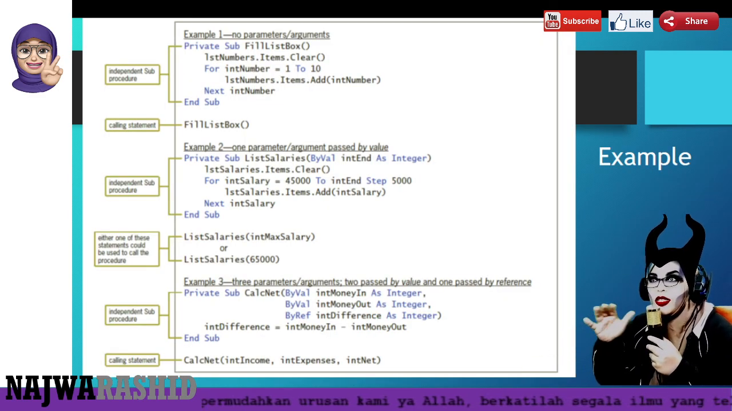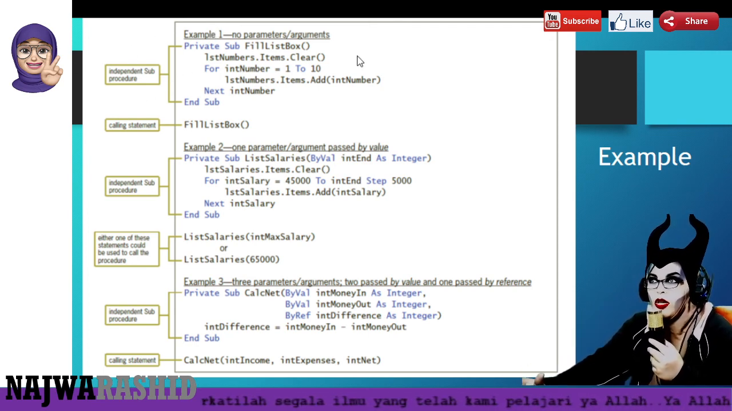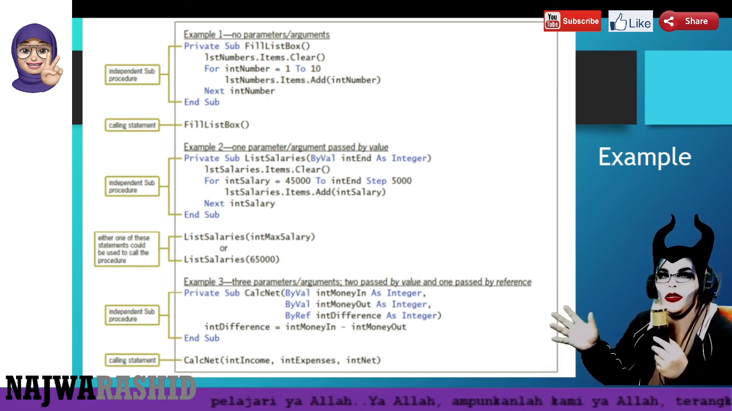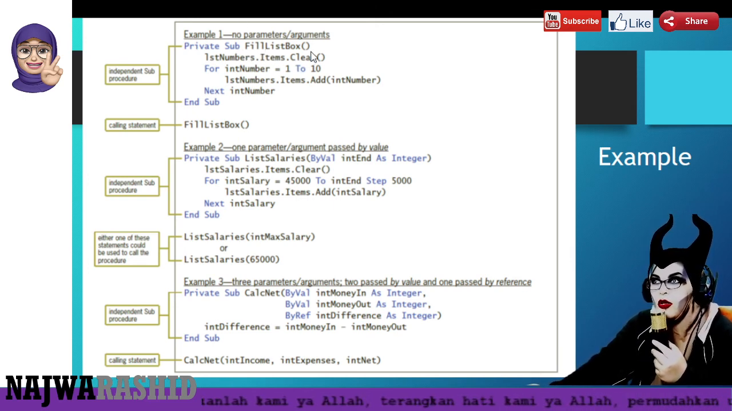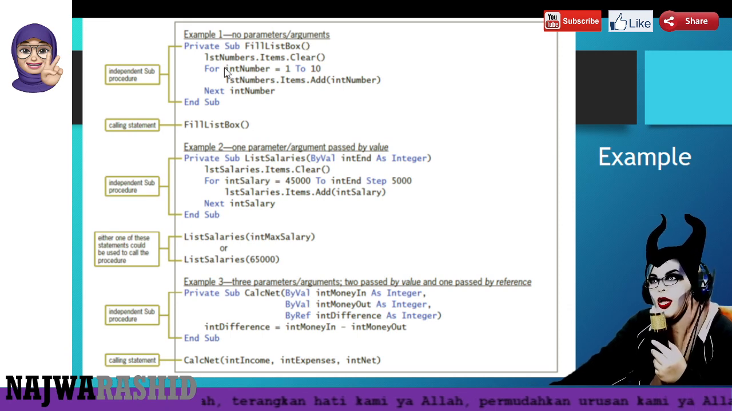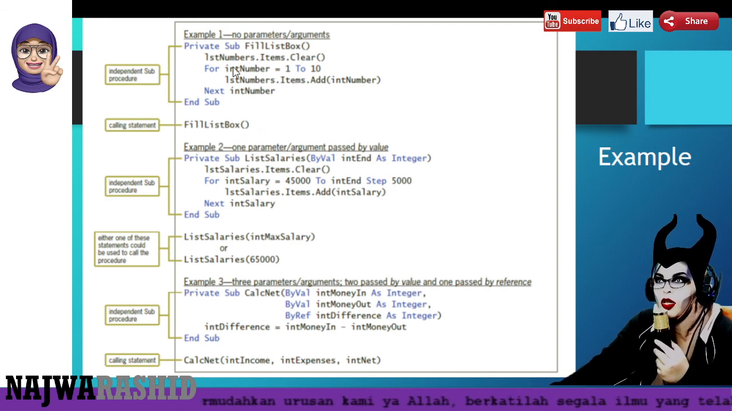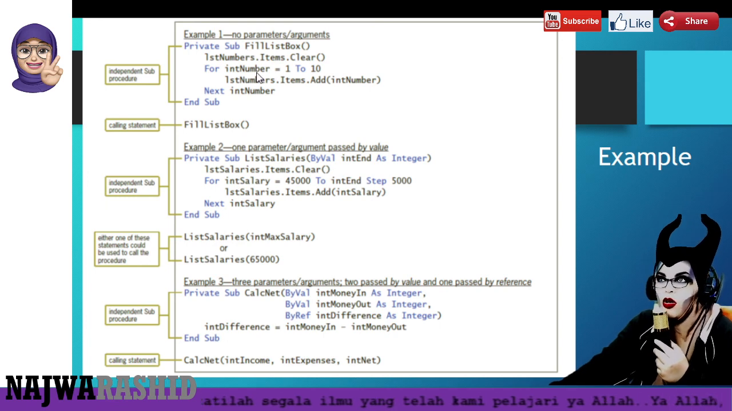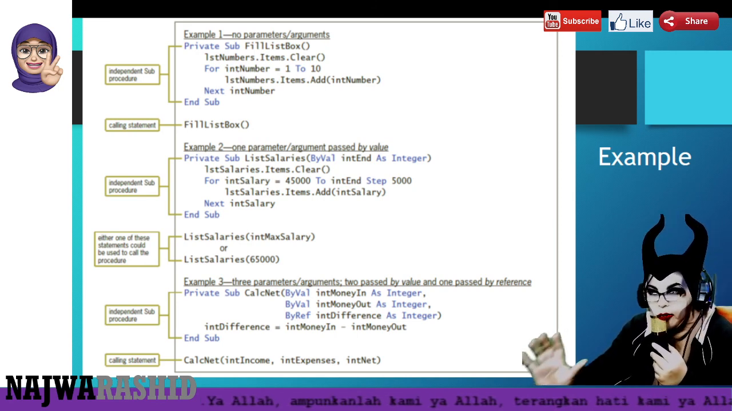Okay, the next part is the example. Example of the independent sub procedure. We have example 1, an independent sub procedure without any argument. So we can write Private Sub FillListBox, there is no argument. And then lstNumbers.Items.Clear, this one is to clear the list of numbers. And then we have a loop here in order to add the numbers inside the list object. So this is an example of an independent sub procedure without any argument.